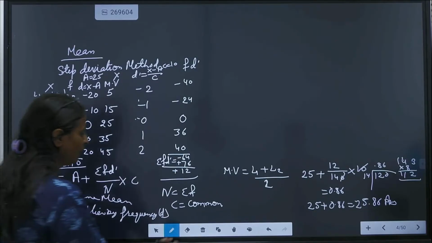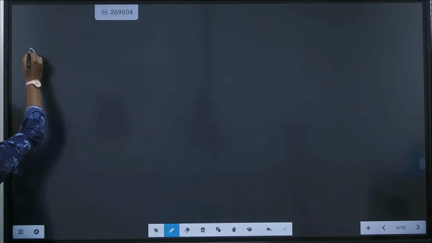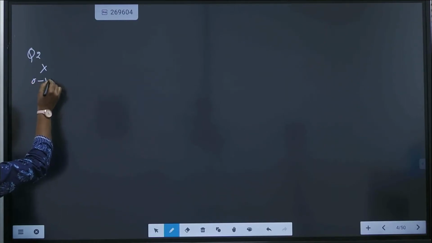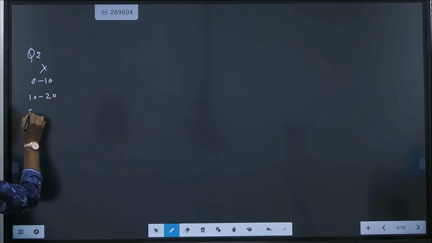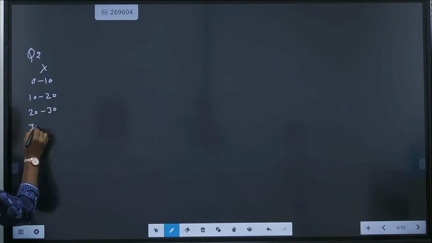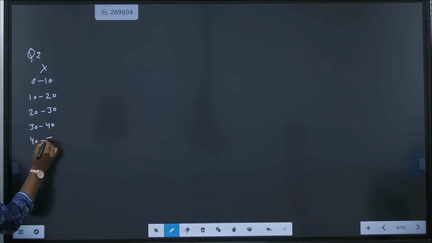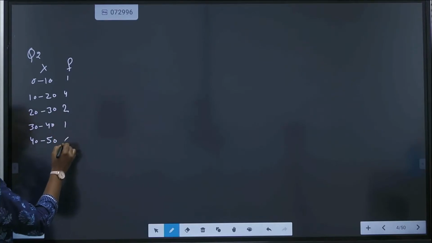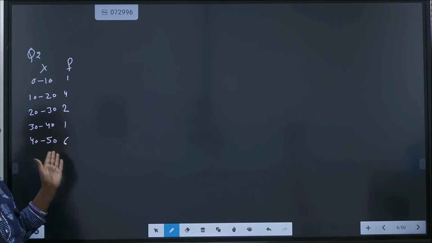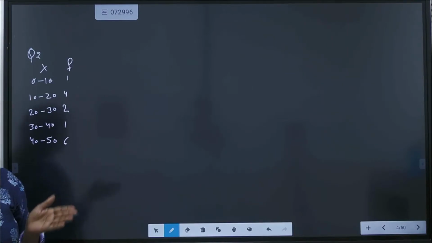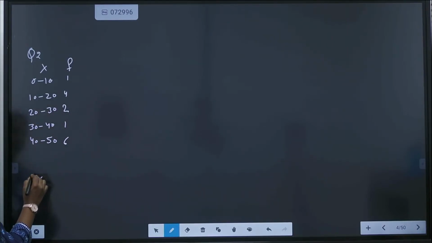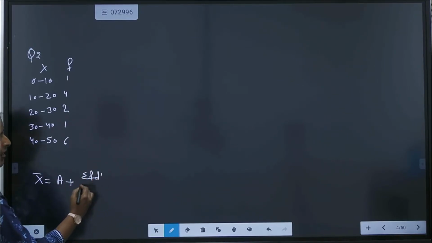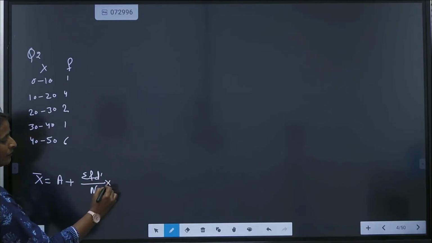Okay, now we will solve the next one. The second question is, we have to take an example. 0 to 10, 10 to 20, 20 to 30, 30 to 40 and 40 to 50. And frequencies are 1, 4, 2, 1 and 6. So we have to solve this question with the help of step derivation. The formula is x bar equals to a plus sigma f d dash upon n into c.